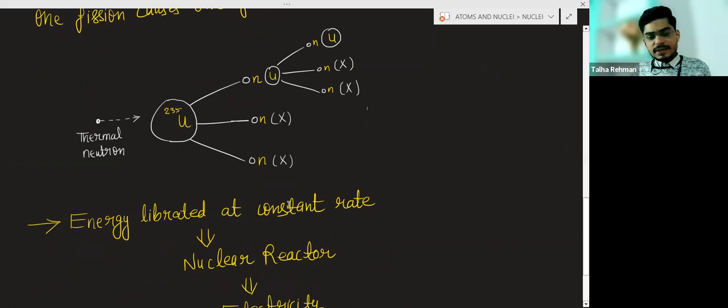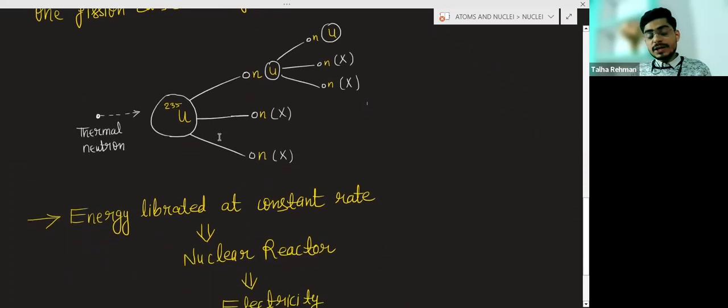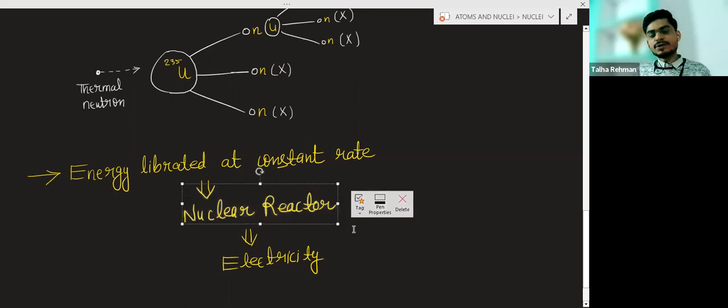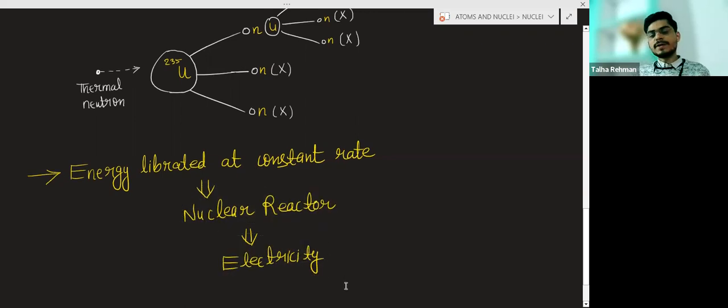Controlled nuclear reaction is used in the nuclear reactor, and the nuclear reactor is used to produce electricity.